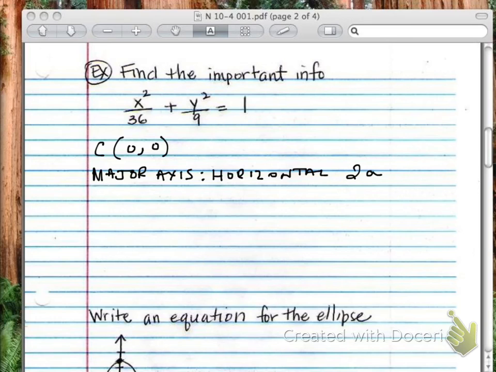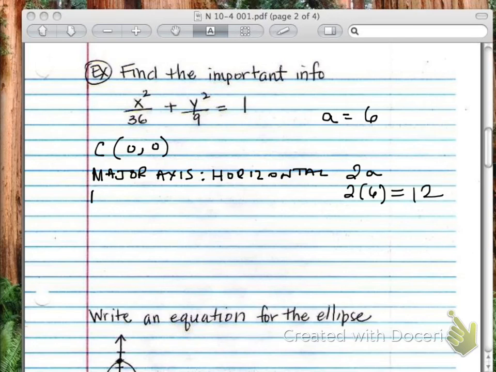I know the a is what? A is 6. How do I know a is 6? Because it's the square root of 36. I know a squared based on the formula is 36, and the square root of 36 is 6. So a must be 6. So if I want to find the length of my major axis, I have 2a, which is 2 times 6, or 12.